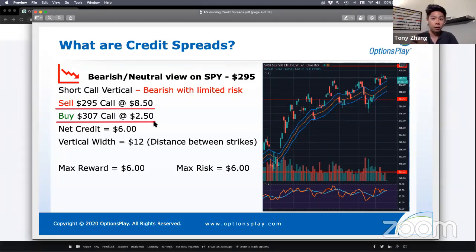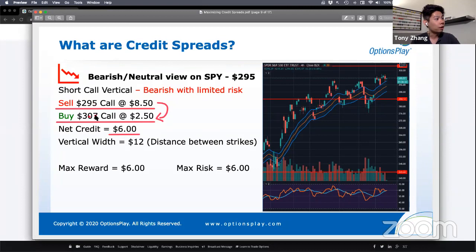So if SPY rallies significantly higher, let's say it reaches that 339 all-time high, well, guess what? No matter what happens, if it keeps going higher and higher above 307, you can't lose any more money, because what you lose on the short call, you're going to gain back on the long call. So that's why when you trade a vertical spread, you have limited risk. Now, because I've sold the original call for $8.50, but I bought the 307 call for $2.50, instead of collecting a credit of $8.50, I'm only collecting a credit of $6.